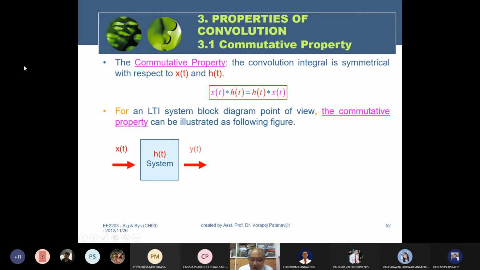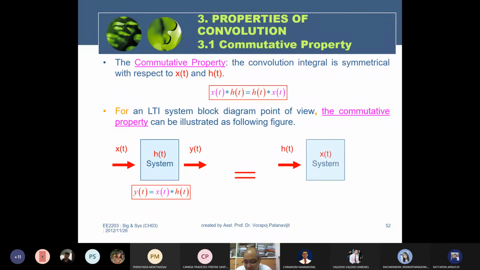We can show it here, right? x(t), if the system is s, the output equals the convolution between x and s. But from the graphical, block diagram, or system point of view, you can swap x and s. In the mathematics, yes, you can swap them. But in the physical world, what happens if you flip them?